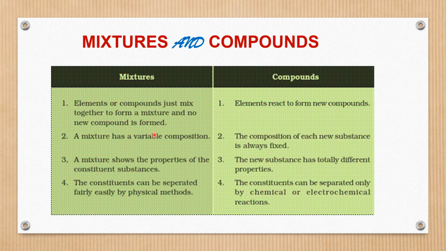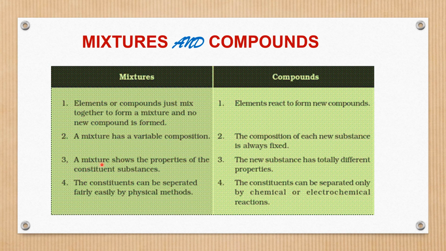And we just see the second point of mixture. A mixture has a variable composition. So I already told that we can take any amount of iron filings and sulfur. Okay, so that is variable composition. But in a compound, the composition of each new substance is always fixed. Example, water, 2 hydrogen, 1 oxygen. Ammonia, 1 nitrogen and 3 hydrogen. Okay, so there is some fixed proportion, but in the case of a mixture that is variable, not fixed.